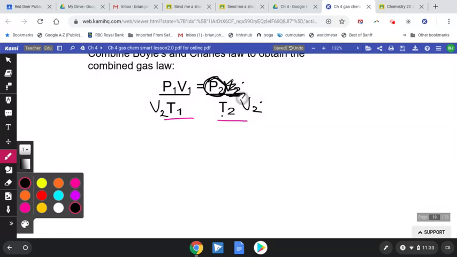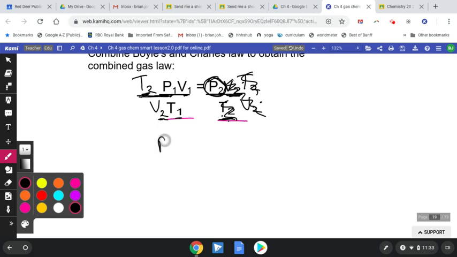Okay, so V2 is gone. I want to get rid of temperature 2. It's in the denominator, so I put temperature 2 in the numerator on both sides. And it's gone. Okay, so there's our new formula for solving for pressure 2: pressure 2 equals temperature 2, pressure 1, volume 1 divided by volume 2, temperature 1.